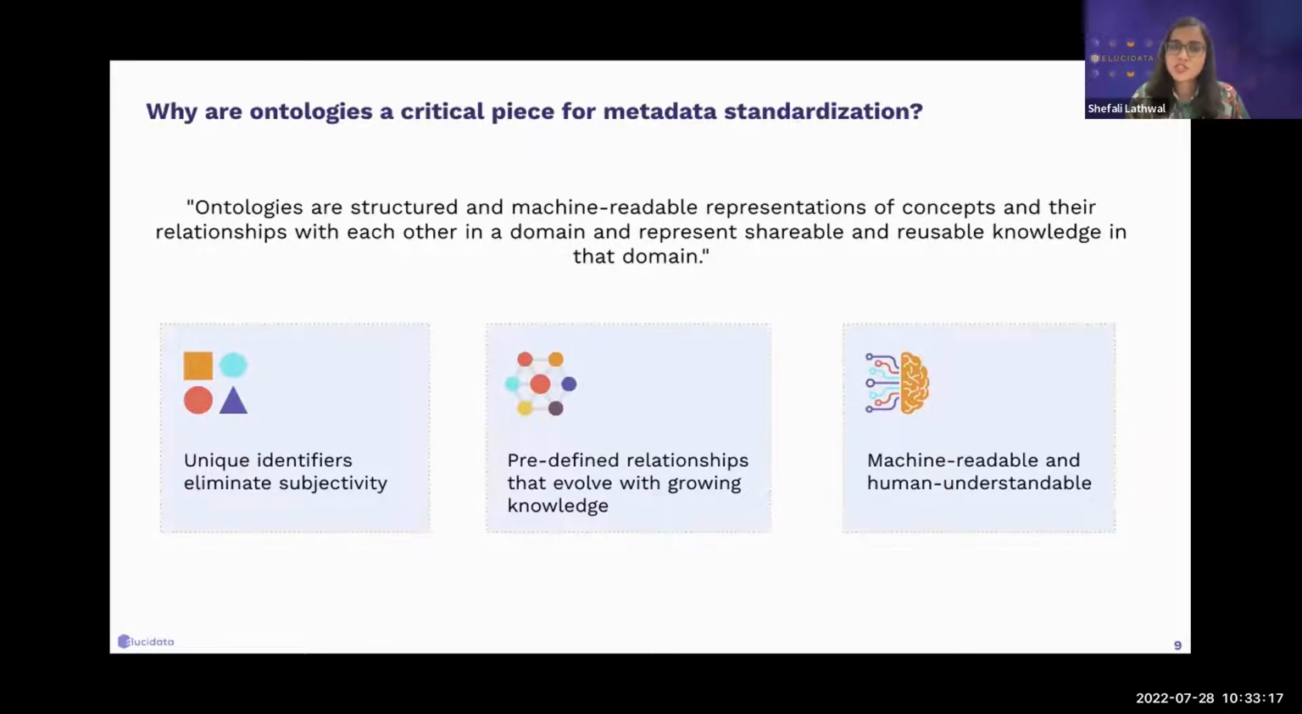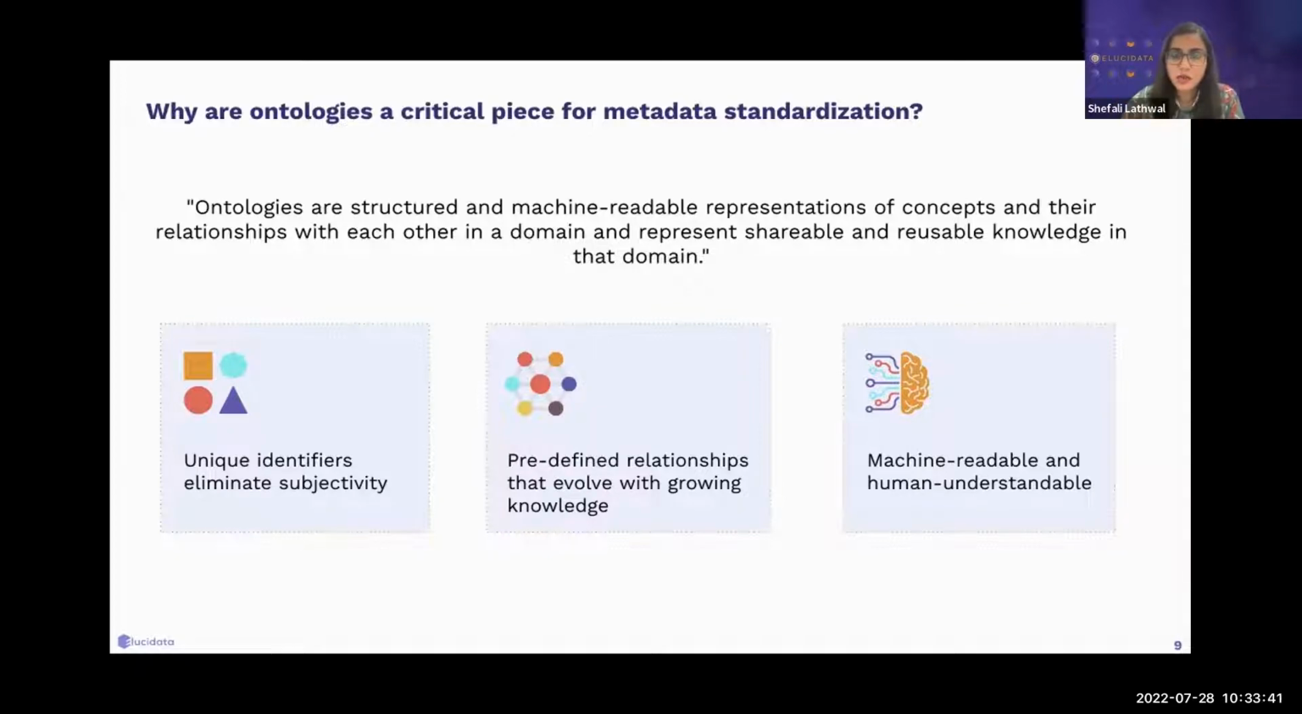But a disease ontology will actually have one identifier for this disease, which is very appealing to people working with data because you always want to standardize and eliminate that subjectivity. A second big reason that we use ontologies is that they have predefined relationships between different concepts.